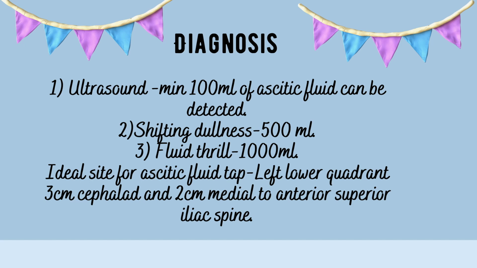Then the ideal site for ascitic fluid tap. So where are you going to tap for ascitic fluid? It is in the left lower quadrant. Means in the abdomen, you have to go into the left lower quadrant and tap. That is the ideal site: 3 cm cephalad and 2 cm medial to the anterior superior iliac spine. You have to go 2 cm medial to the anterior superior iliac spine and 3 cm cephalad. There you should tap for ascitic fluid, in the left lower quadrant of the abdomen.